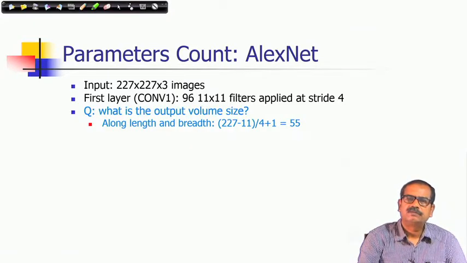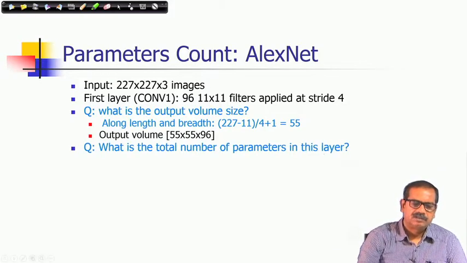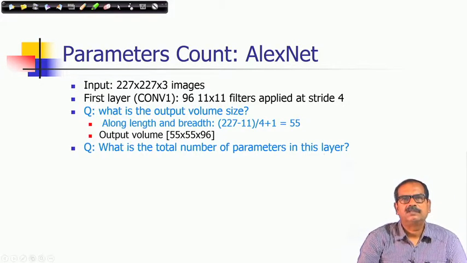So, the size should be 55 cross 55 cross 96. That should be the output volume, 55 cross 55 cross 96. Similarly, what should be the number of parameters in this layer? The number of parameters involves the filter weights and also biases.